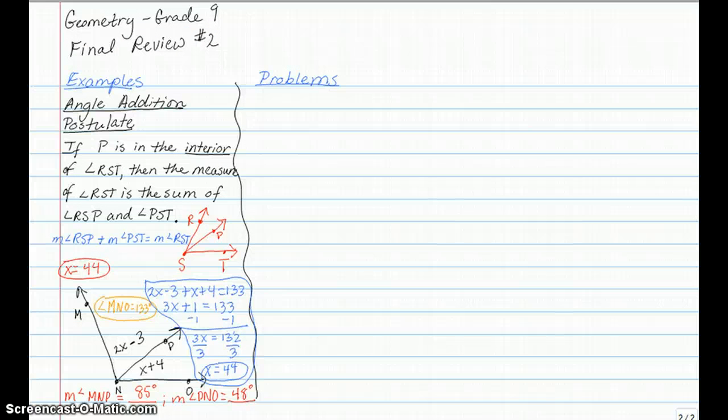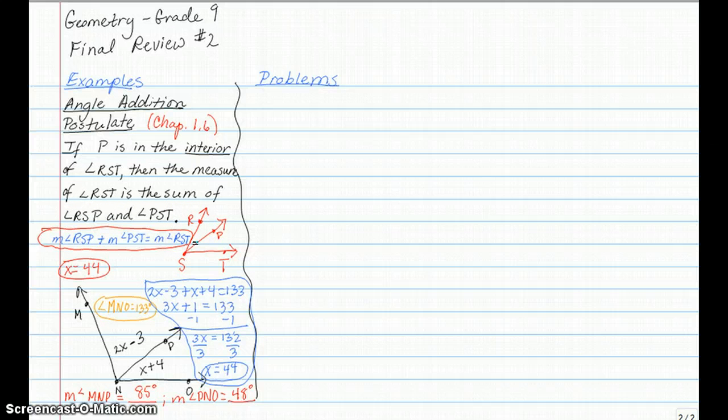Okay, the last part of your final review, number 2, will be the angle addition postulate, which is actually from chapter 1.6, if you're willing to look it up. That postulate says if P, a point, is in the interior, meaning inside of angle RST, and you can see the picture right here, then the measure of angle RST is the sum of angle RSP and angle PST. And there's the symbolic way of writing it right there in blue.